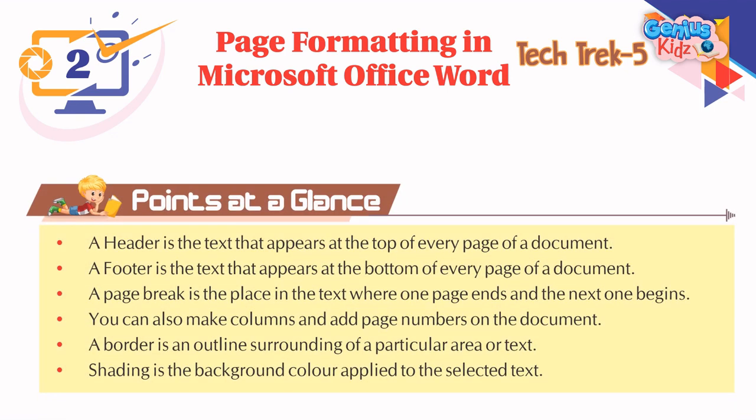Points at a glance. A header is the text that appears at the top of every page of a document. A footer is the text that appears at the bottom of every page of a document. A page break is the place in the text where one page ends and the next one begins. You can also make columns and add page numbers on the document. A border is an outline surrounding a particular area or text. Shading is the background color applied to the selected text.